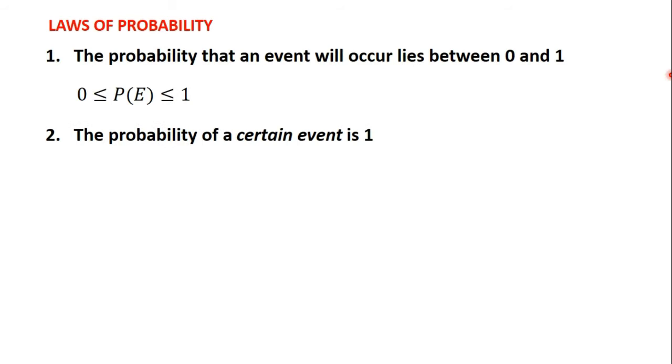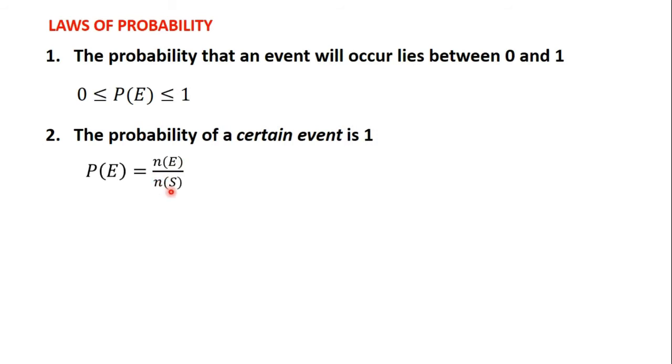The second law is that the probability of a certain event is 1. We learned about certain events in the previous video. We learned that for certain events, the number of elements in the event is the same as the number of elements in the sample space. We have just found out that the probability of an event E is given as the number of elements in E over the number of elements in the sample space.